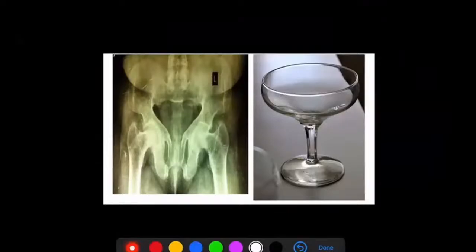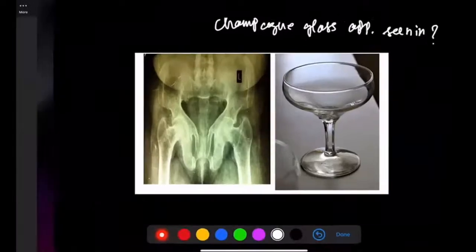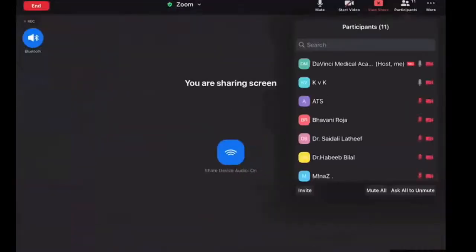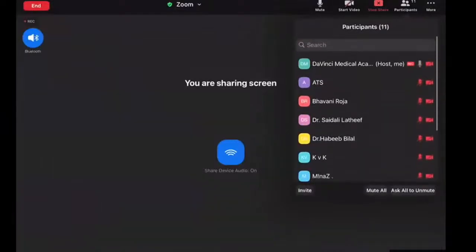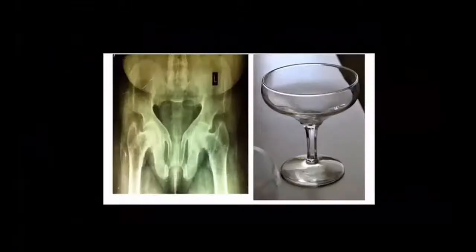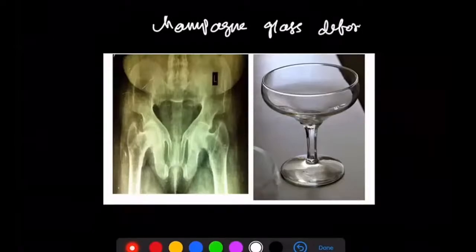Champagne glass appearance, correct. Champagne glass appearance is seen in Sinan? Please unmute your mic, students. Champagne glass appearance, or champagne glass deformity. Achondroplasia.